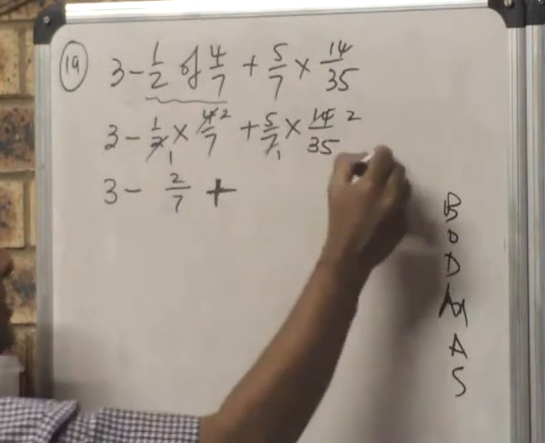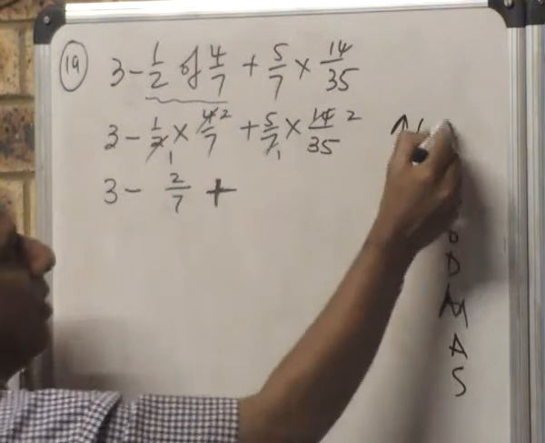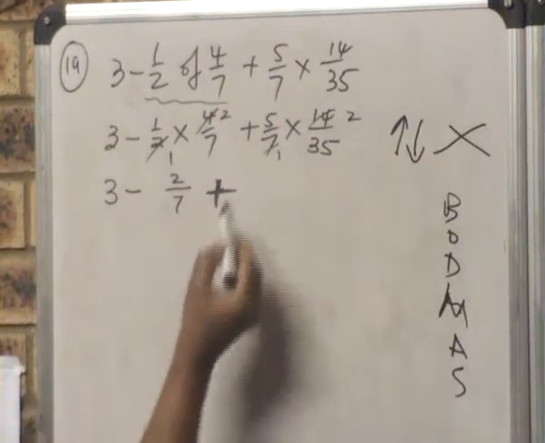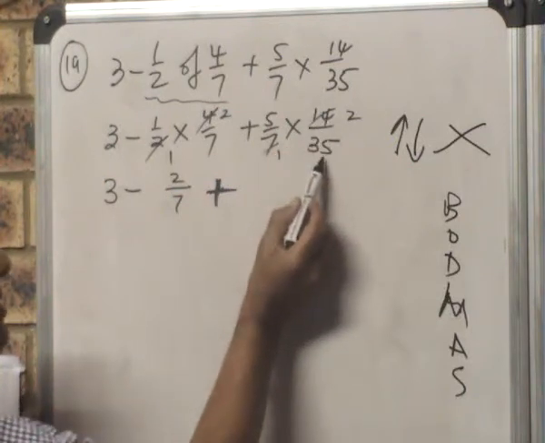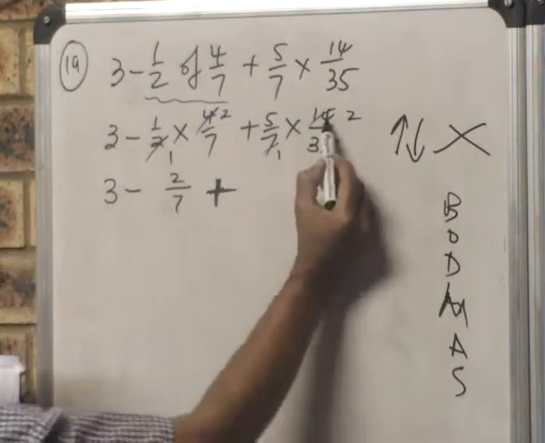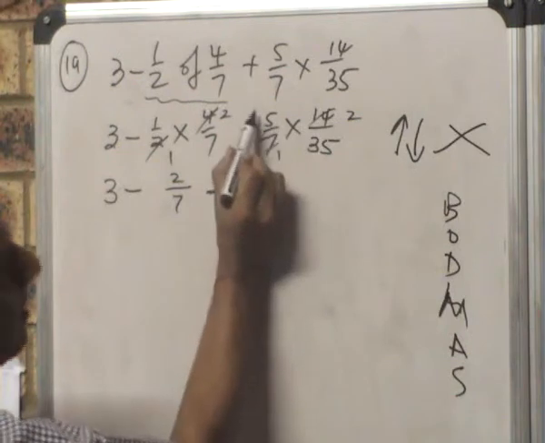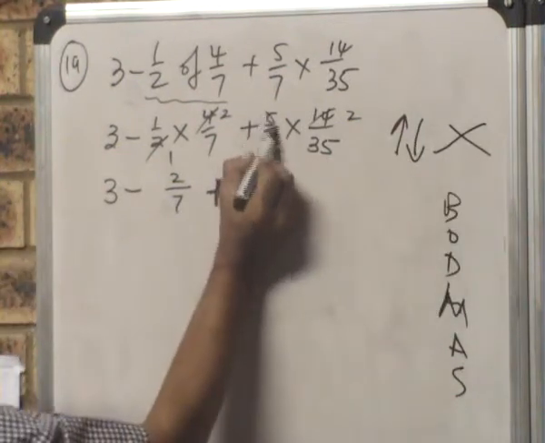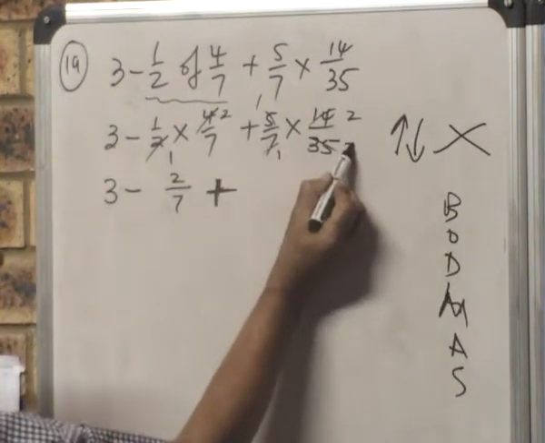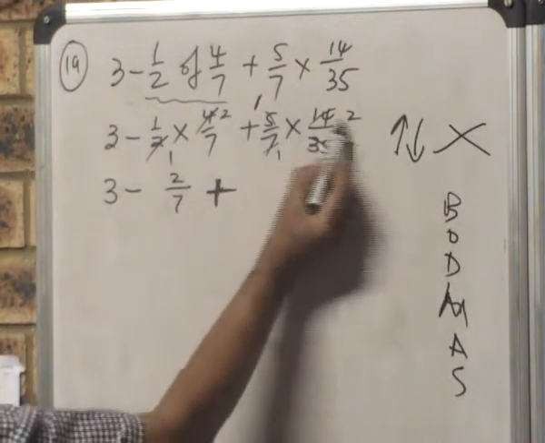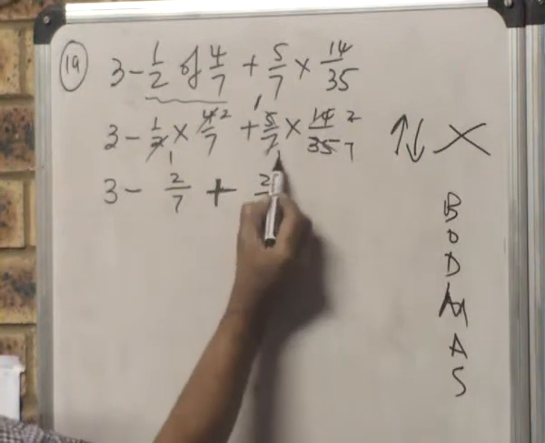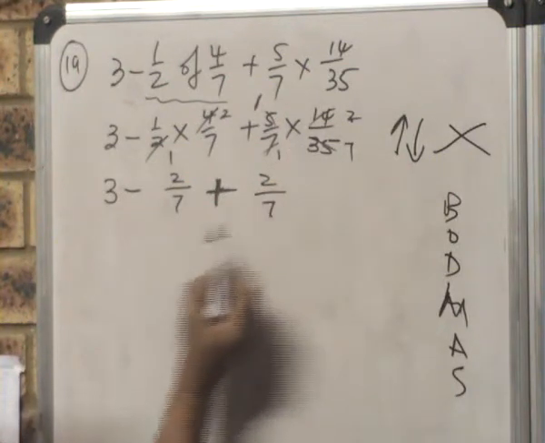Remember, when it comes to fractions, you can cancel up and down, or you can cancel like a cross. So when I try up and down, nothing cancels. So I tried this way, the 7s cancel. Now I'm trying this way, you see, this way. 5 will cancel the 1 time, 5 will cancel the 7 time. So what's left? 1 times 2, which is 2. 1 times 7, which is 7.